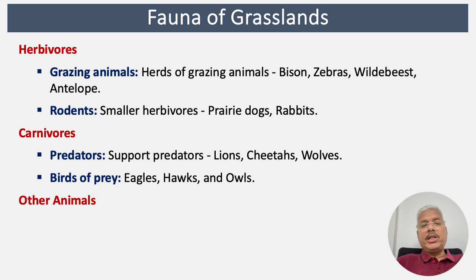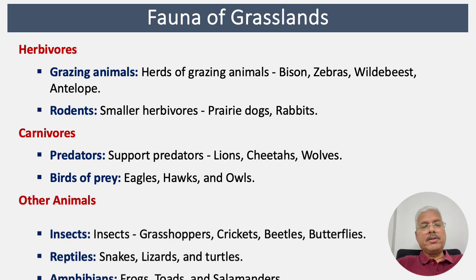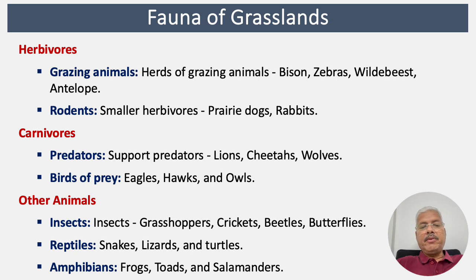Grasslands also support a variety of predators like lions, cheetahs, and wolves. Birds of prey like eagles, hawks, and owls can be found hunting in the grasslands. Grasslands are teeming with insects, including grasshoppers, crickets, beetles, and butterflies. Snakes, lizards, and turtles can be found in the grassland, especially in warmer regions. Frogs, toads, and salamanders may be present in grasslands with sufficient moisture.